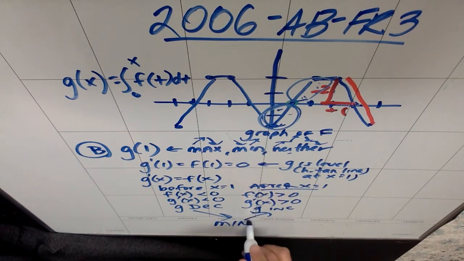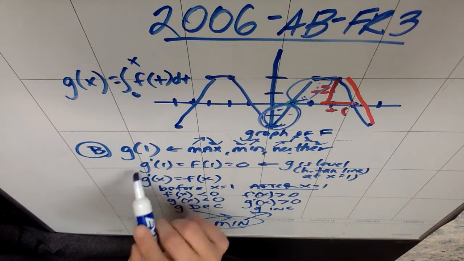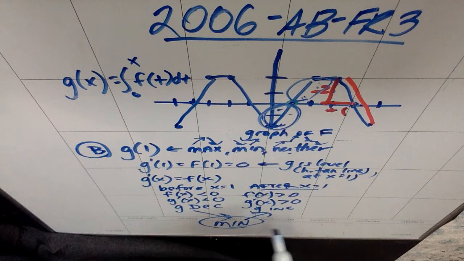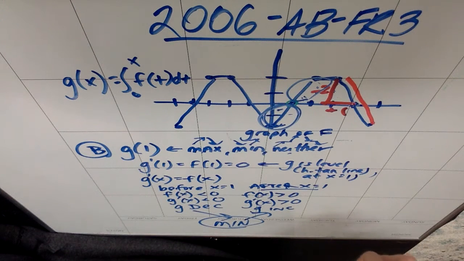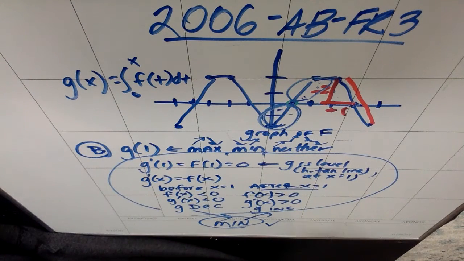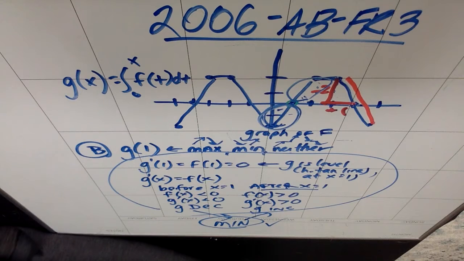So what we're looking at is a min, because g has a horizontal tangent, it's level at x equals 1. And again, you could make this sign chart in a bunch of different ways. Essentially, what the AP wanted was that it's a min, and they wanted your justification in some way. Cool. All right.